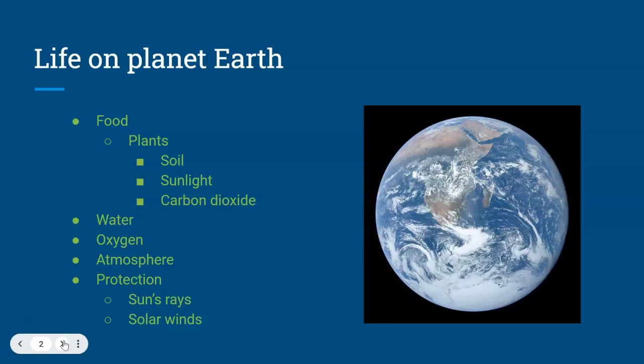For life on Earth, we need food from our plants, which requires soil, sunlight, and carbon dioxide. We also need water, oxygen, and an atmosphere and protection from the sun's rays and solar winds.